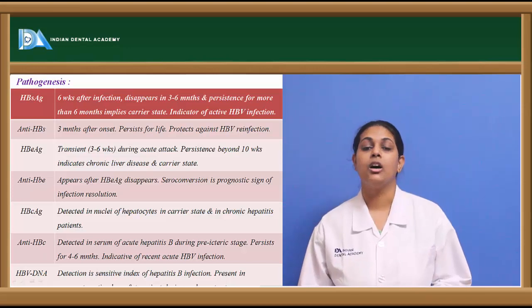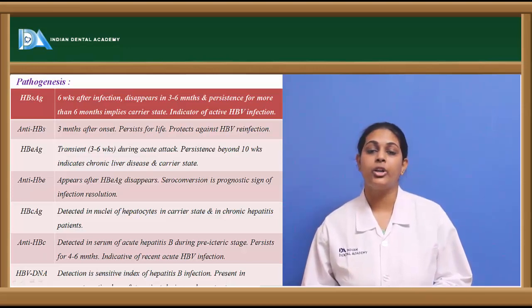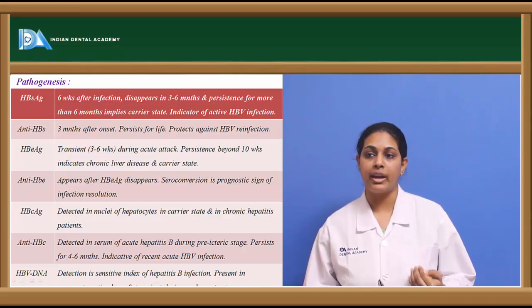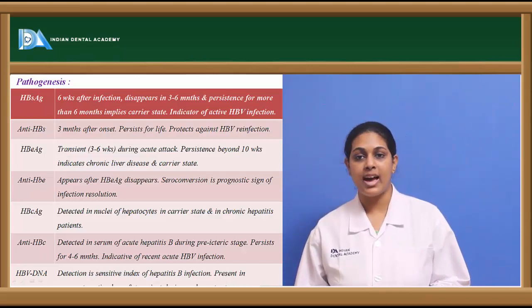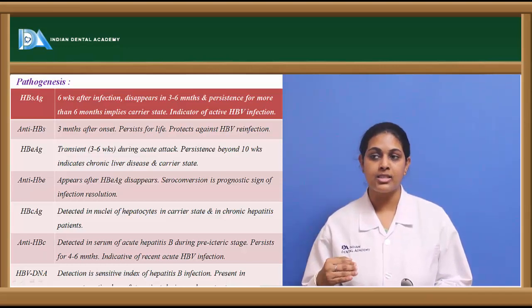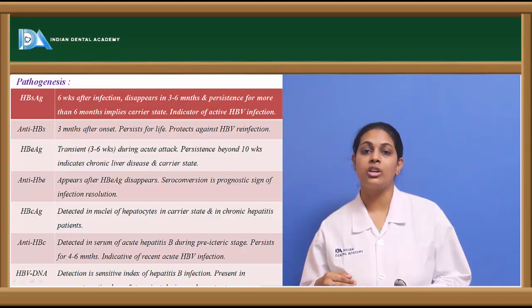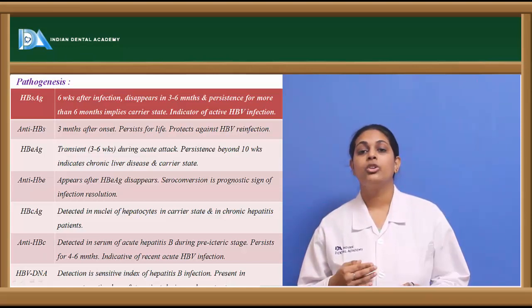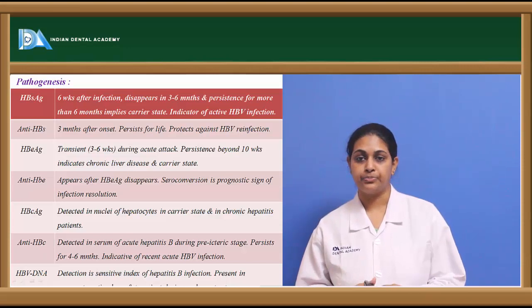Coming to our next antibody, it is an antibody to this nucleocapsid, that is anti-HBe. It usually appears once the antigen to this nucleocapsid disappears, and it is seen in seroconversion, which is a good prognostic sign for the infection to resolve completely.